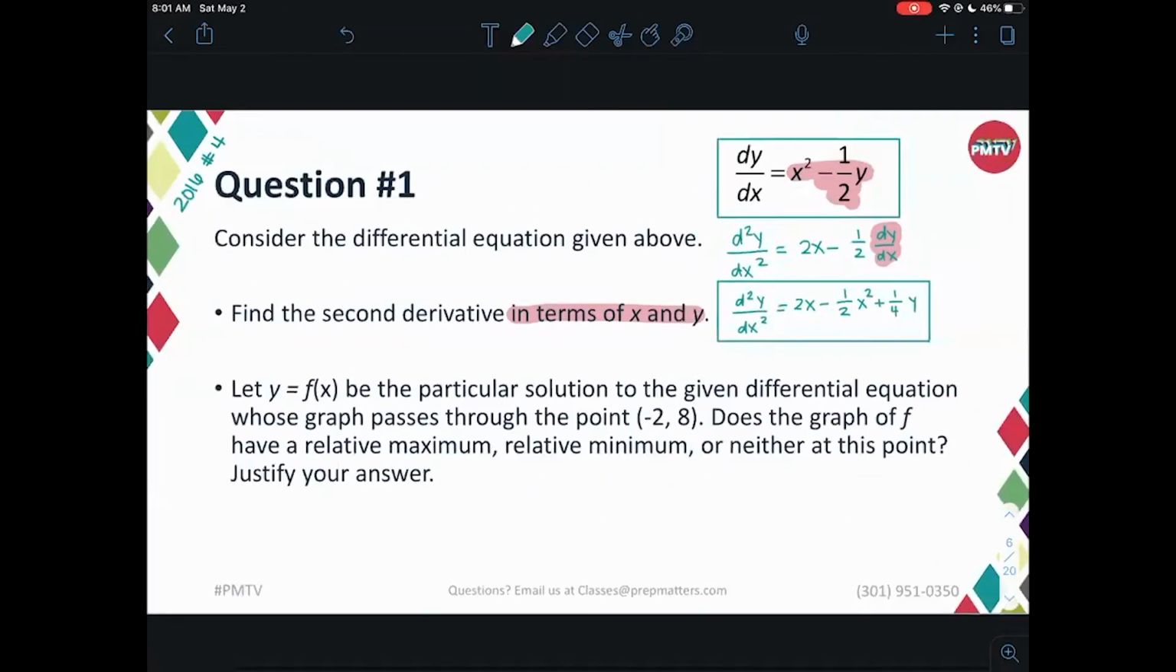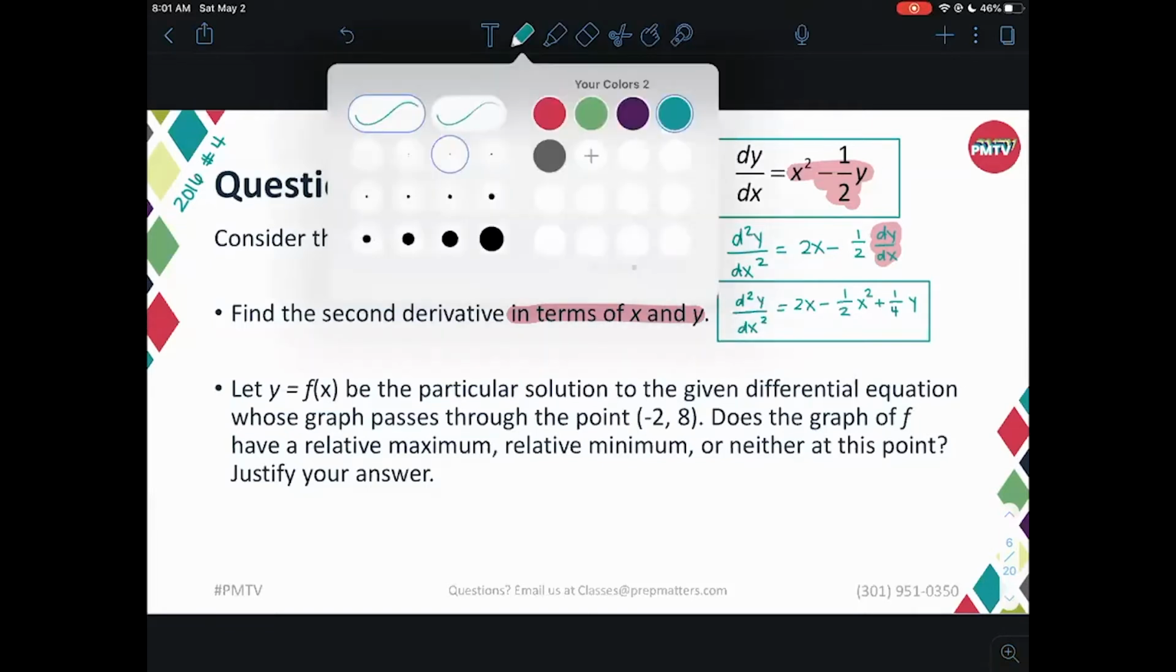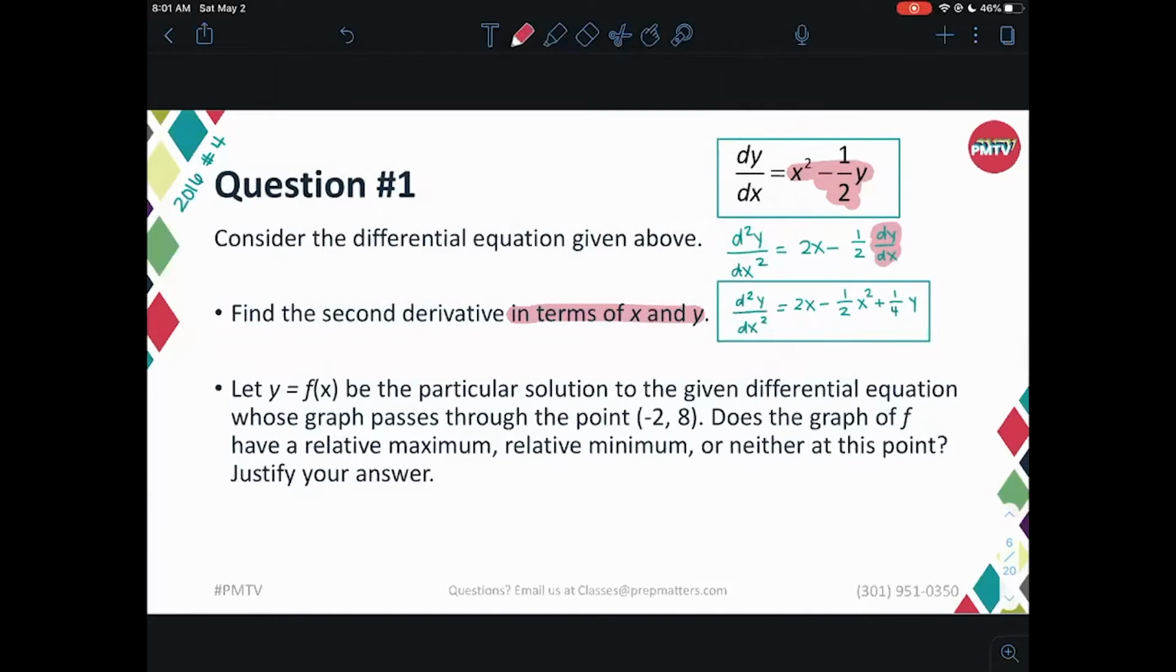Now let's look at part 2 here. Let y equals f of x be the particular solution to the given differential equation whose graph passes through the point -2, 8. Does the graph of f have a relative maximum, relative minimum, or neither at this point? Justify your answer. So this part looks like a setup for a differential equations question to start, but actually goes back into that graphical analysis of the relationship between a function and its derivatives, which is not at all a Unit 7 question, but is a great review here.